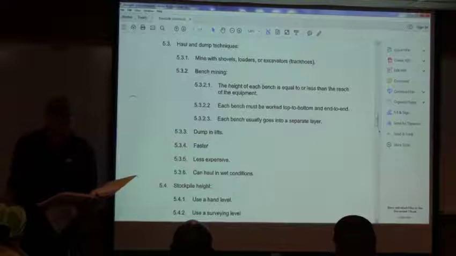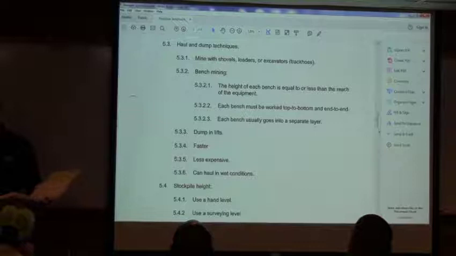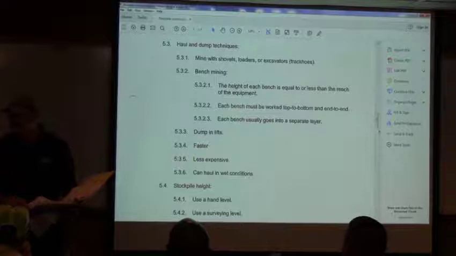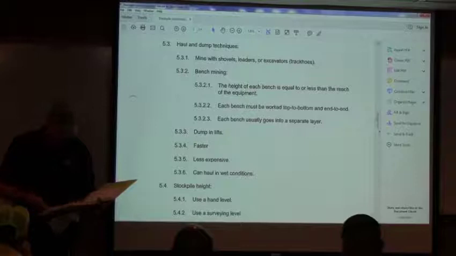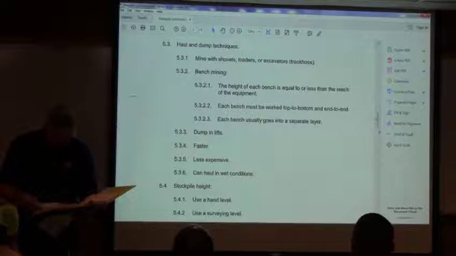What other reasons? I mean, there's other reasons to keep it a shorter cut. What other reasons can you think of? Long-term failure, right? Sloping, slumping, erosion issues. Okay, I didn't really get too much further in my notes on this. Stockpile height, 5.4.